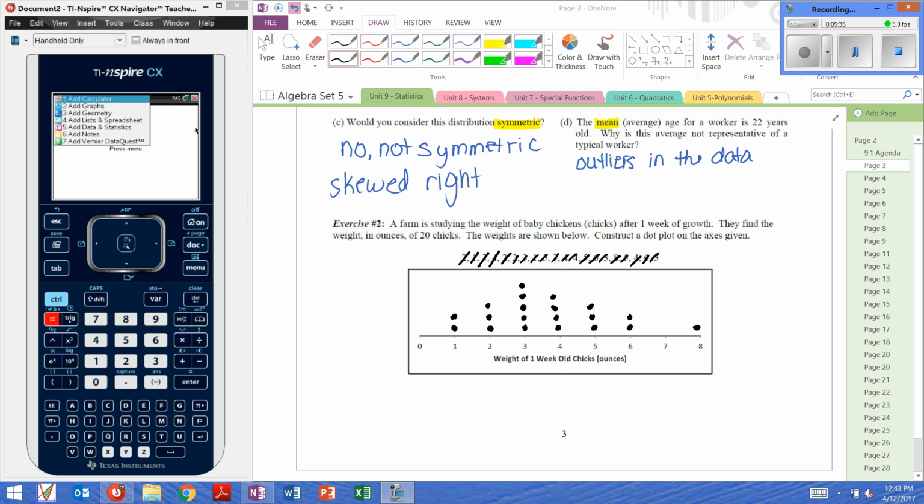Okay, when you're done, this is what it should look like. If you want to double check, just go ahead and count and make sure that you have a total of 20 dots, which would represent the 20 chicks.